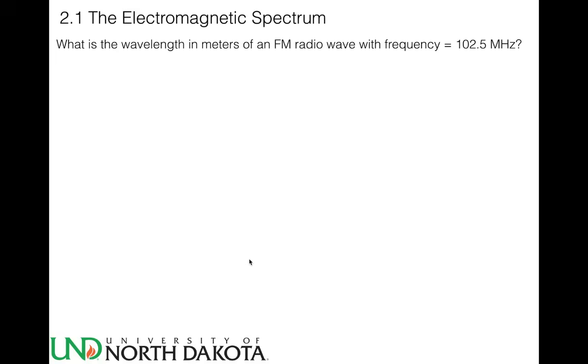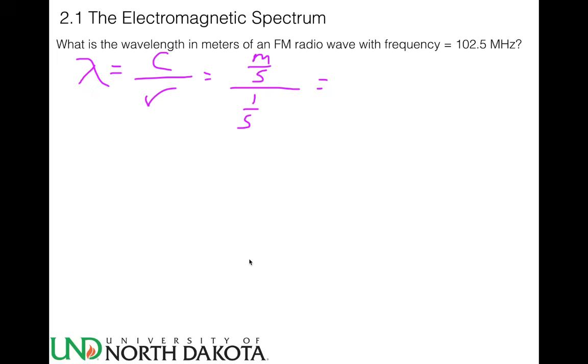Next question. What is the wavelength in meters of an FM radio wave with a frequency equal to 102.5 megahertz? All right. So we have a frequency and we want to find a wavelength. So we will use the other form of that equation, which is that the wavelength is equal to the speed of light over the frequency. Here we want to make sure our speed of light is always in meters per second, and then our frequency would be in terms of 1 over second.